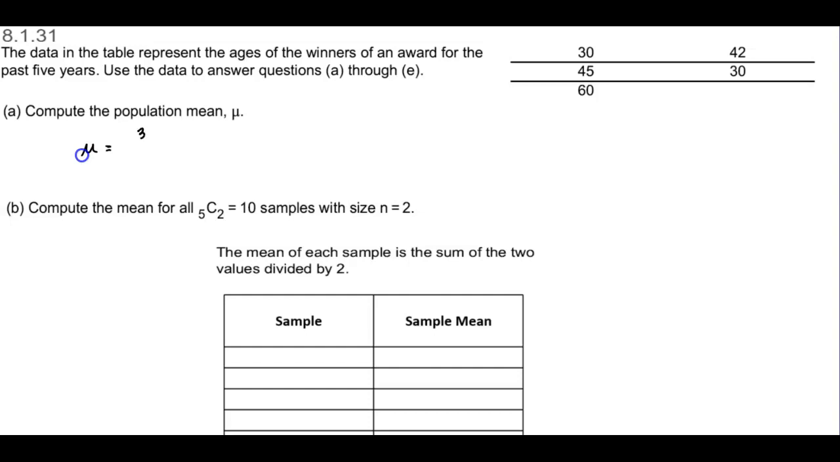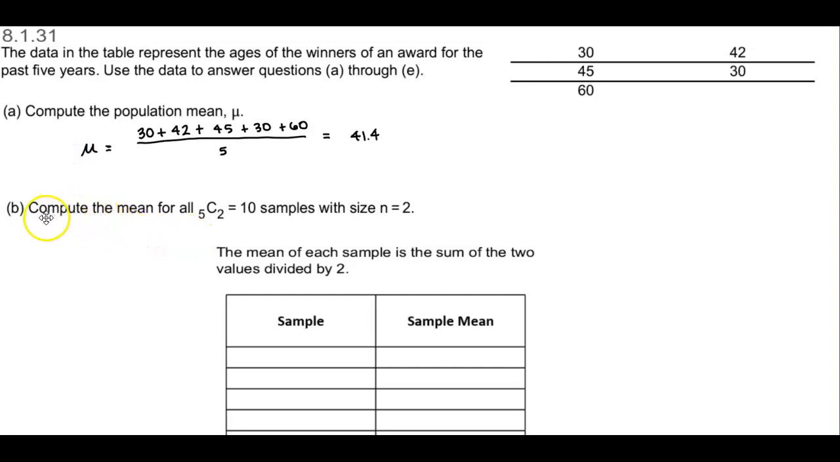So we have 30 plus 42 plus 45 plus 30 plus 60, and we have 5 of them, so we're going to divide that by 5, and therefore the population mean is going to be 41.4.